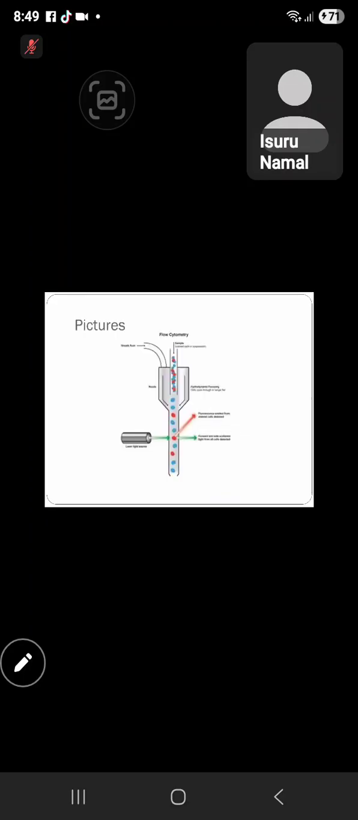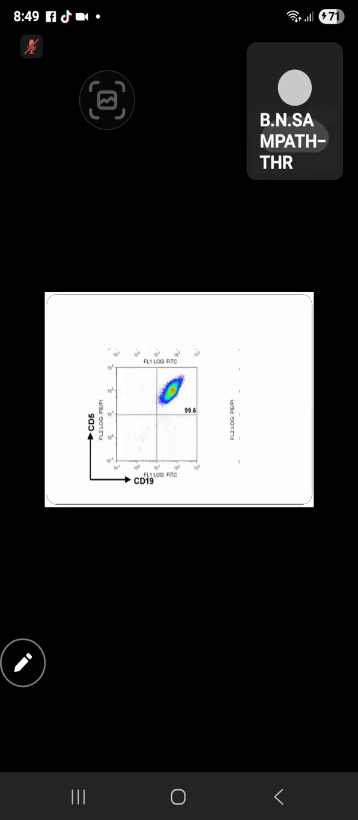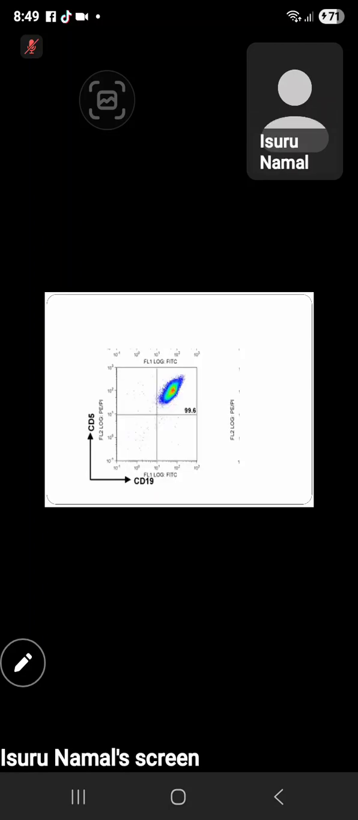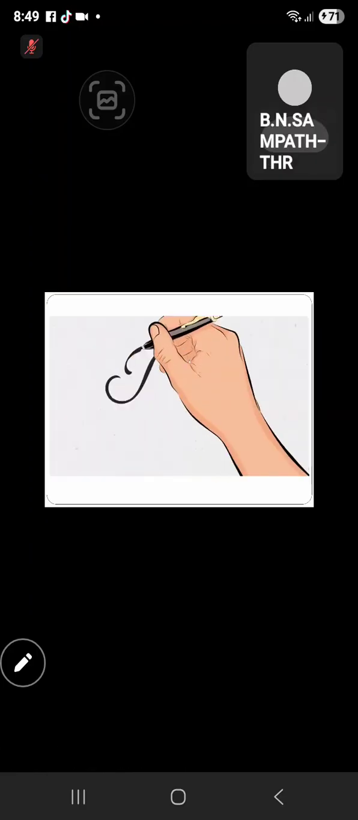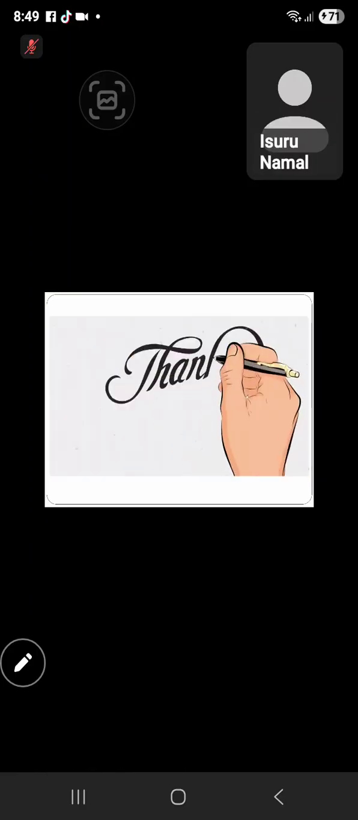This is the flow cytometry technique principle, right? Flow cytometry is the last, confirmatory technique to classify or identify the leukemia types with the help of cytogenetic studies. Right. That's the end of my presentation.